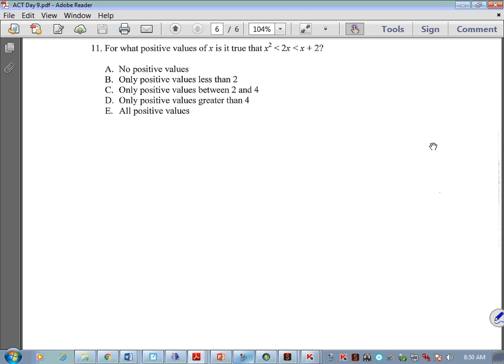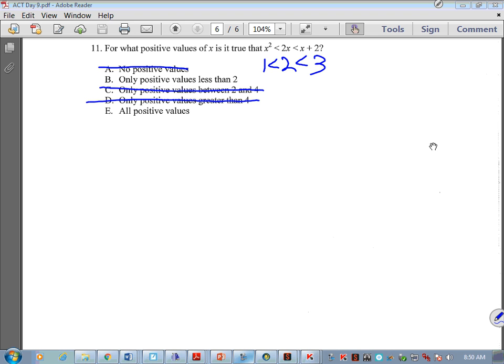Well, what is 1 squared? 1. Is that less than 2 times 1? Yeah, because that's 2. What about 1 plus 2? 3. So that works. So we know that it's not no positive values. We know that it's not only positive values between 2 and 4 because 1 works. We know that it could be B, only positive values less than 2, or only positive values greater than 4. So we know D isn't right because 1 works. What I need to try here, it's got to be either B or E, correct?